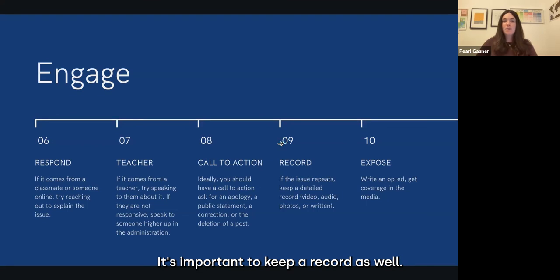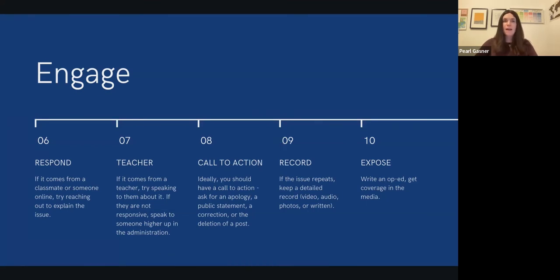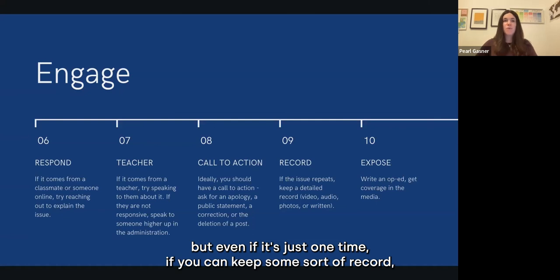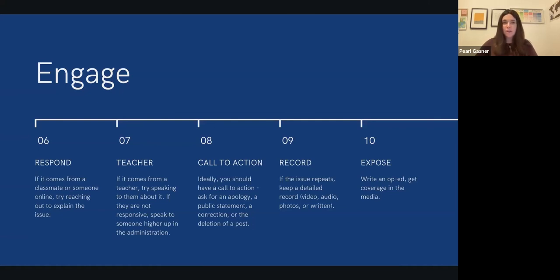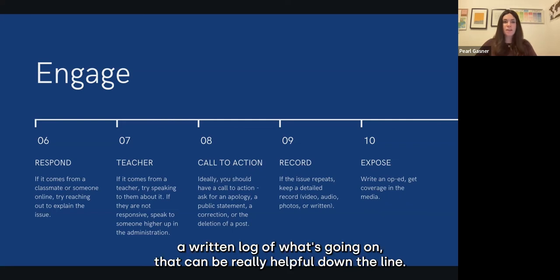It's important to keep a record as well. So especially if something's happening more than once, but even if it's just one time, if you can keep some sort of record, that's really important in terms of next steps. So if you can take a photo or a video or an audio recording, or even just keep a written log of what's going on, that can be really helpful down the line.